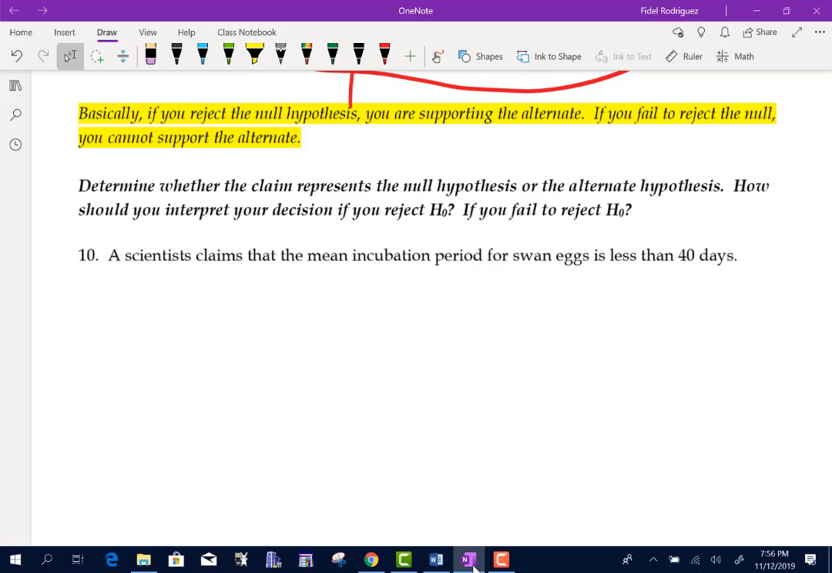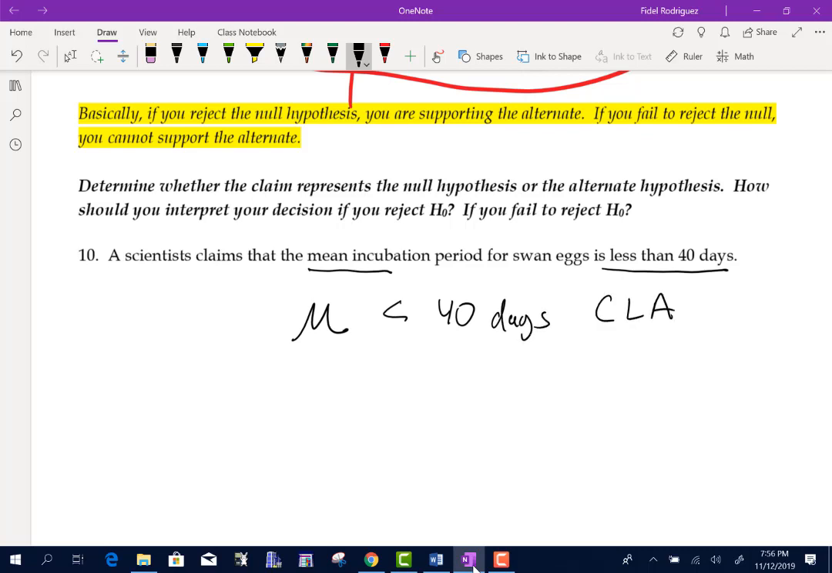It says determine whether the claim represents the null hypothesis or the alternate hypothesis. How should you interpret your decision if you reject the null or if you fail to reject the null? Okay, so let's see if we can figure it out. It says a scientist claims that the mean incubation period for swan eggs is less than 40 days. Okay, so guys, do you agree we're going to write mu is less than 40 days? Everybody agree also that is our claim?